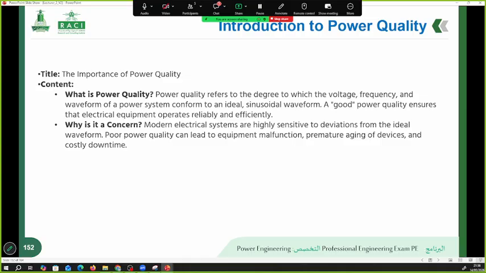Okay. What is power quality? The power quality refers to the degree to which the voltage, frequency, and waveforms of a power system conform to an ideal sinusoidal waveform. So, why is it a concern? Modern electrical systems like power electronic devices have some switching, so they are working at different frequencies. So they will make disturbances in the sinusoidal waveforms.